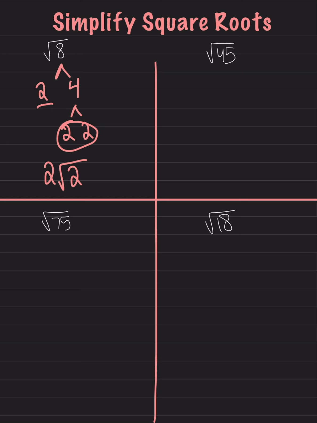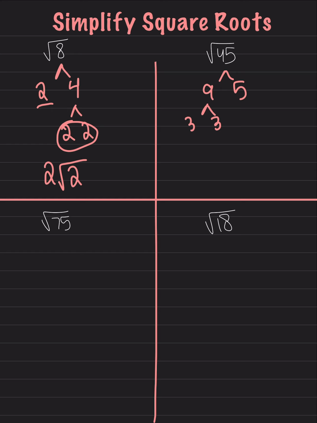Next, we have the square root of 45. Two numbers that multiply to get 45 are 9 times 5. I can't simplify the 5 any further because that will give me 1 and 5. So I will move on to the 9. Two numbers that multiply to 9 are 3 times 3. I can't simplify the 3's any further because they will give me 1 and 3 and 1 and 3.